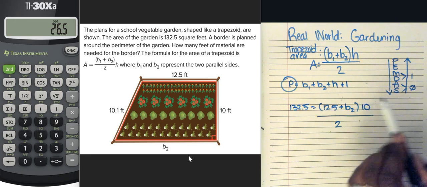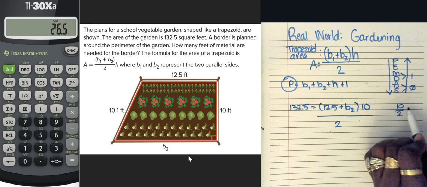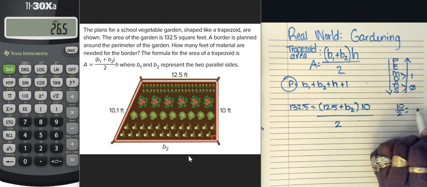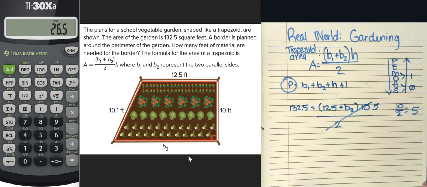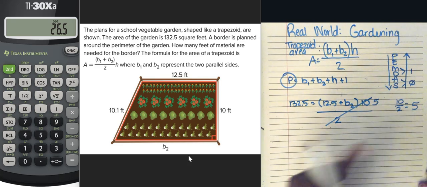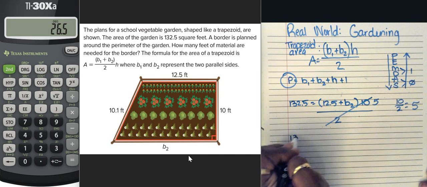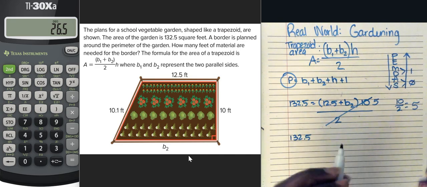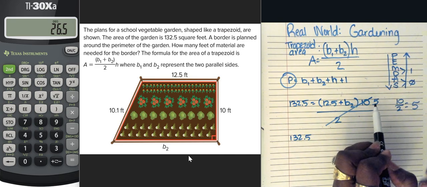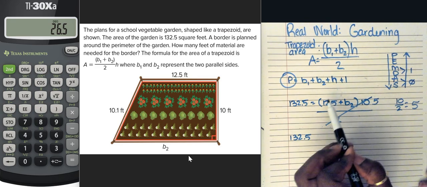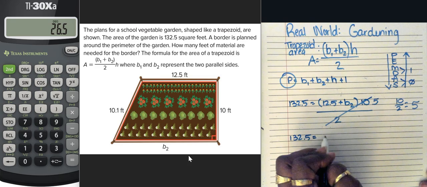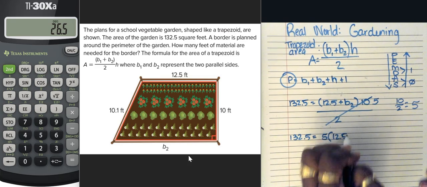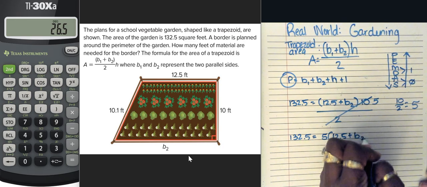So I'm looking at this as 10 divided by 2, which gives me 5. So I can cross cancel this, and my numerator now becomes a 5. What we end up with is 132.5, and I'm going to use the commutative property and move my 5 to the other side, just because I'm so used to seeing it before the parentheses. That is the same thing as saying 5 times 12.5 plus base 2.